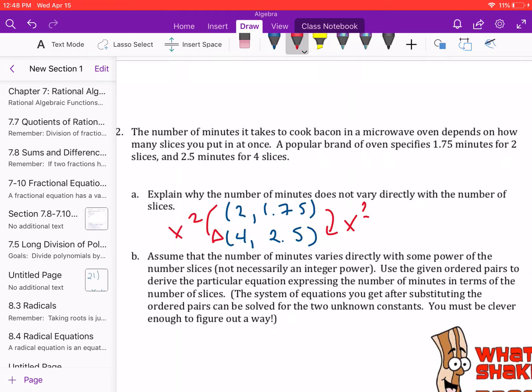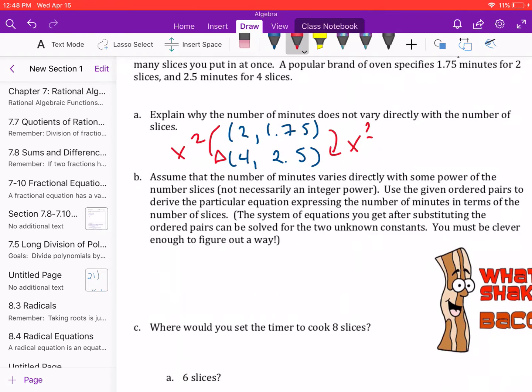Again, we're doubling slices, but we're not doubling the time. It should double if this varies directly, however, it does not. But we're going to assume the number of minutes varies directly with some power of the number of slices, and it doesn't necessarily have to be an integer power.